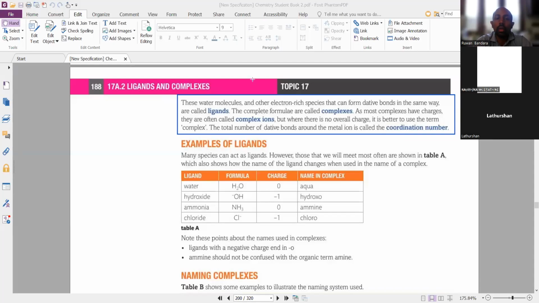Okay. Water molecules that we discussed last time, bonded datively to the central metal ion, are known as ligands, right? So when the metal ions join with the ligands, it produces a complex. Most of these complexes have a charge, therefore they are known as complex ions. The number of dative covalent bonds is called the coordination number. These definitions are important. Copy this one.